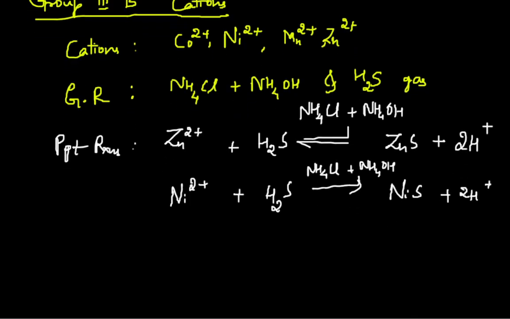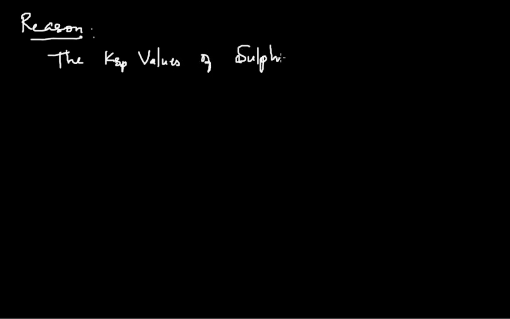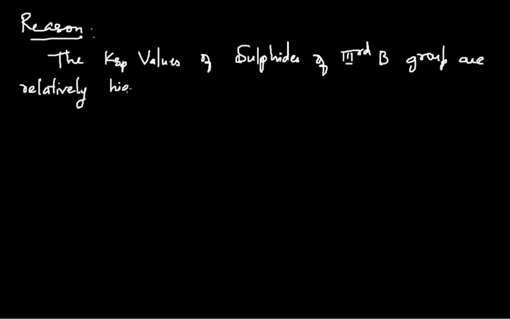This is important. So I'll just write it down. The KSP values of sulfides of third B are relatively high. So hence the amount of sulfide ion required for precipitation of cations is very high.